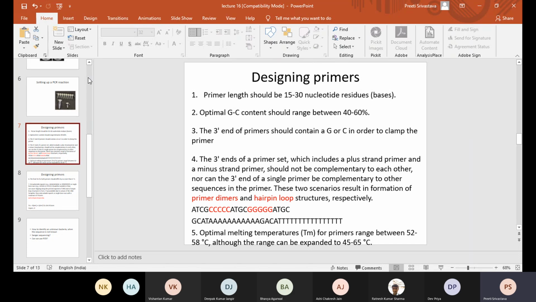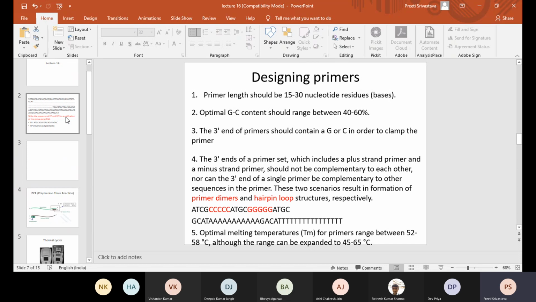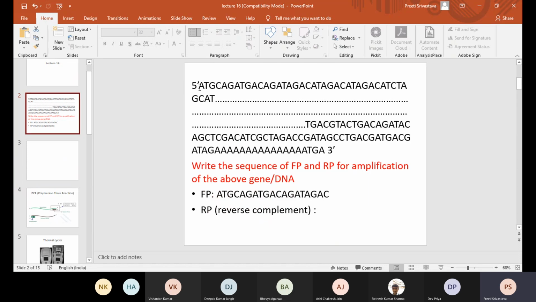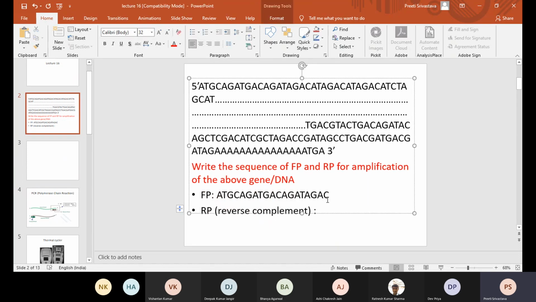If you see in this sequence that we were trying to design, when we designed this primer, we went up to C. If we stop here, then this primer is okay, but it is not the best primer. In this case, the 3' end of the primer should end with a G or a C. Okay.